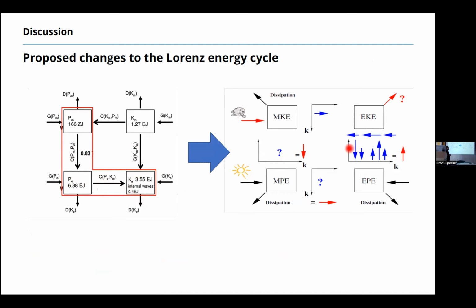where here already you can see the suggested energy cycles put in, but you can also see that there are still a lot of question marks, so still a lot of work to do.